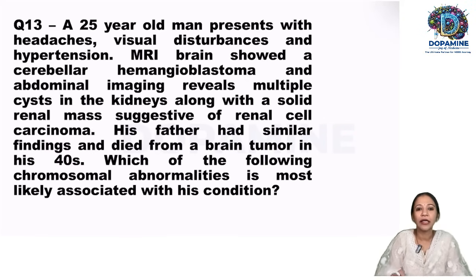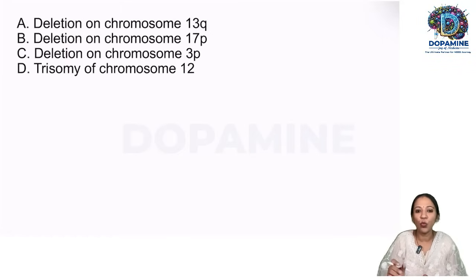So the next question, a 25 year old man presents with headache, visual disturbance, hypertension. MRI shows a typical finding of cerebellar hemangioblastoma. Abdominal imaging shows multiple cysts in the kidney with a solid renal mass suggesting renal cell carcinoma. There is also a family history. His father died of similar findings and died from a brain tumor. So what is the chromosomal abnormality? What is the familial syndrome associated with renal cell carcinoma? It is von Hippel-Lindau syndrome, isn't it?